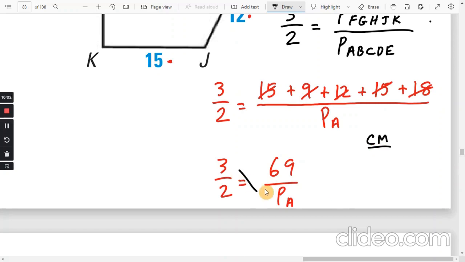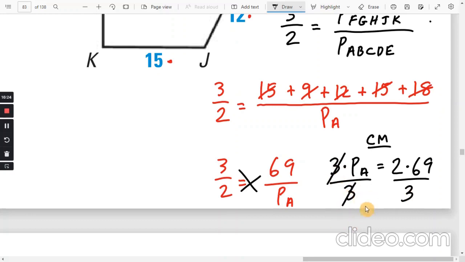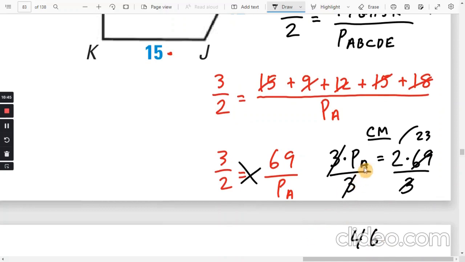Top times bottom is 3 times P sub A. Bottom times top is going to be 2 times 69. And since this is P times 3, the opposite is divided by 3. Cancels here. You can do the calculator or in your head. 69 divided by 3, let's see. 3 into 6 goes twice, and 3 into 9 goes 3 times. So 69 divided by 3 is 23. 2 times 23 is 46. So the perimeter of the one that starts with A is 46.